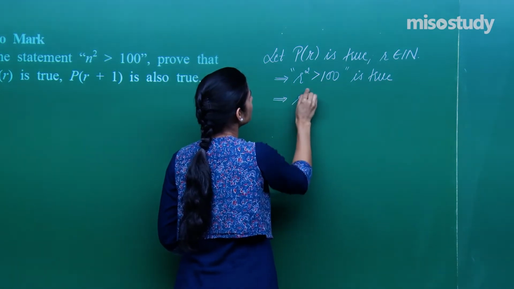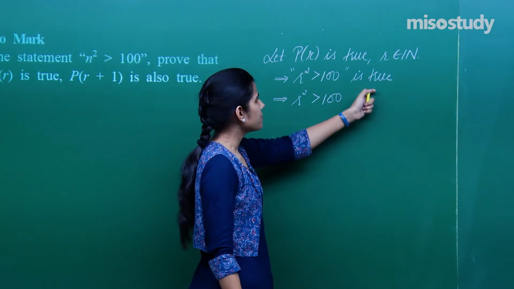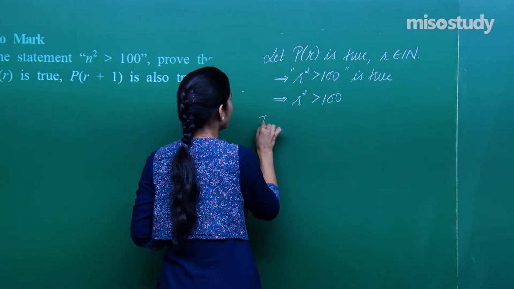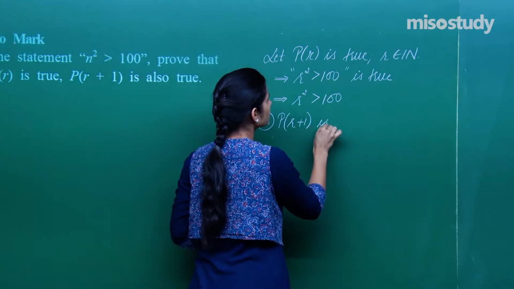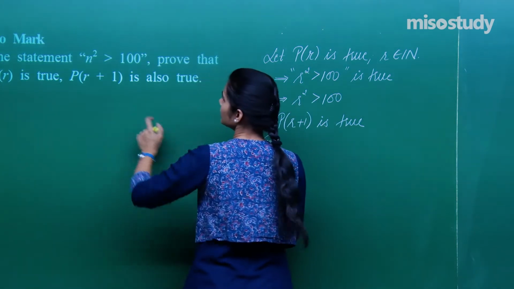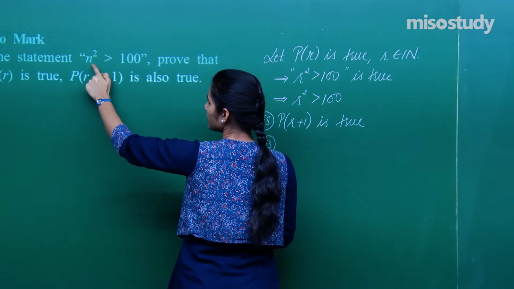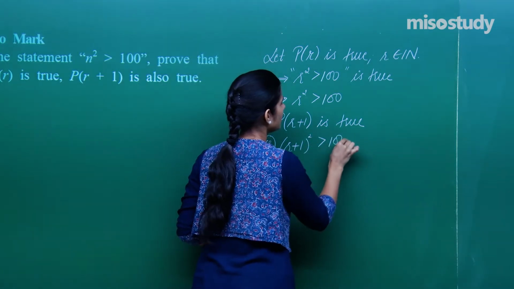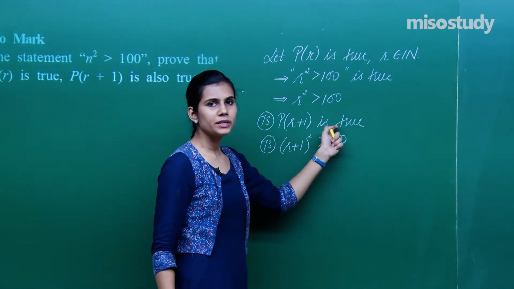This means R square is greater than 100. If Pr is true, that means this statement is true, that means R square is greater than 100. If R square is greater than 100, I have to show, if Pr is given to be true, I have to show Pr plus 1 is true. That means I have to show that Pn, n square is greater than 100. So Pr plus 1 will be R plus 1 square is greater than 100. R plus 1 whole square is greater than 100. I have to show that this holds. Whenever Pr is true, then I have to show Pr plus 1 is also true.